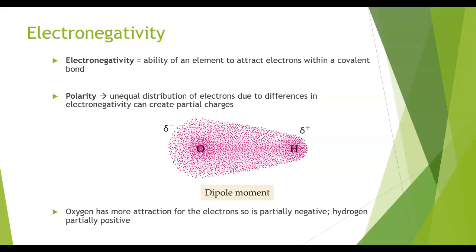Whenever an element is attracting electrons in a bond, it causes an unequal distribution of electrons, and we call that polarity. So this is due to electronegativity differences. So this is what it's showing here. It creates something called a dipole moment, meaning that there's more electrons around, like in this example it would be oxygen versus the hydrogen. This is representing a partial negative charge and a partial positive charge. So in this case, oxygen has more attraction for the electrons, and so it's partially negative, and then hydrogen is partially positive.